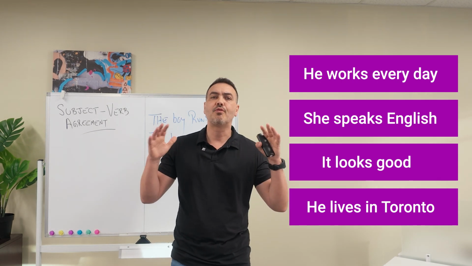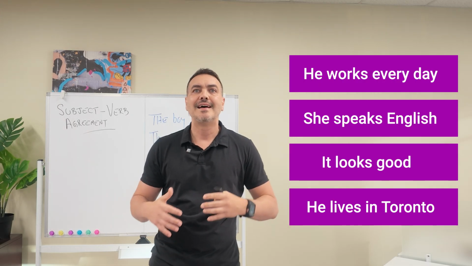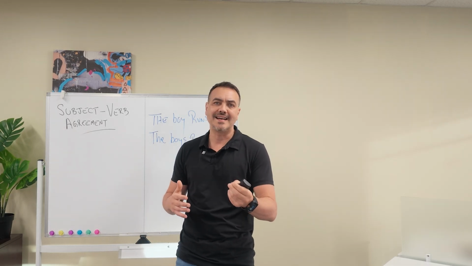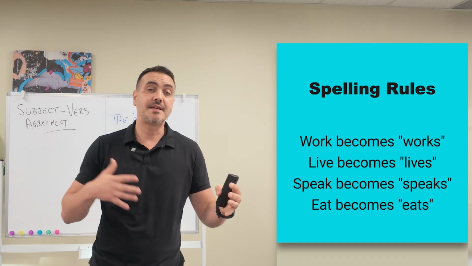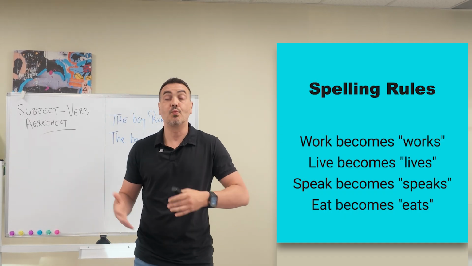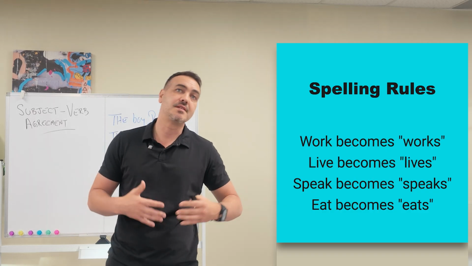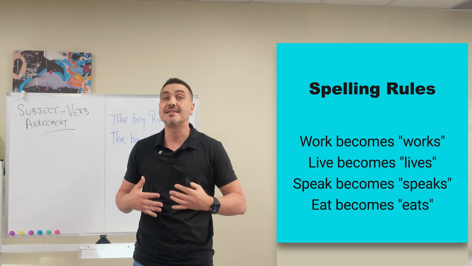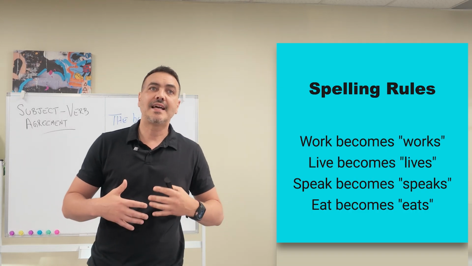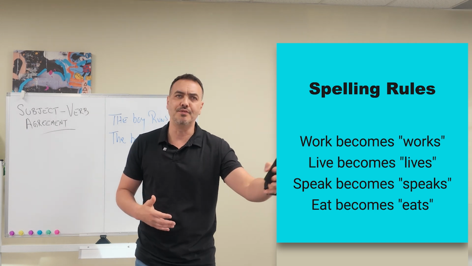This is one of the most important rules for this. With he, she, and it, add s or es to the verb. Okay? Now, let's look at a couple of spelling rules. Most verbs just simply add s to the end. Okay? Work becomes works. Live becomes lives. Speak becomes speaks. Eat becomes eats. So we say, he works, she lives here, it eats food.